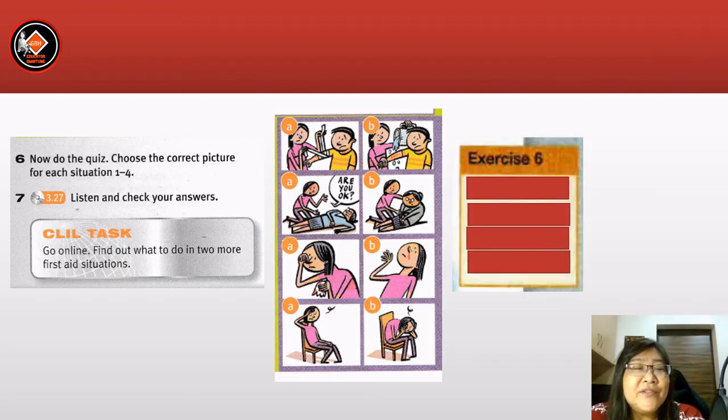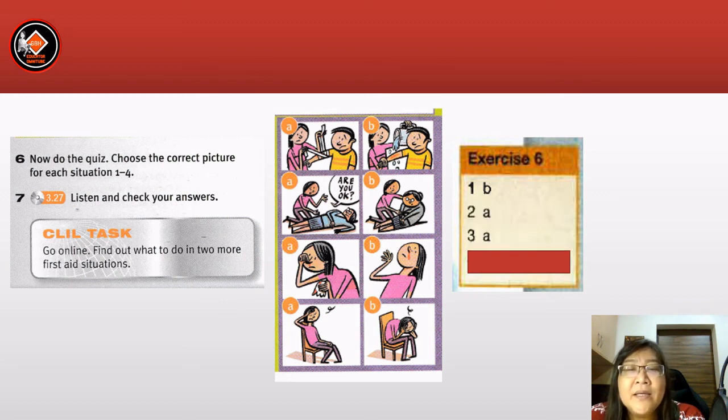Dear students, now do the quiz. Choose the correct picture for each situation 1 to 4. Then listen and check your answers. Okay, let's look at the answer. Number 1 is B, number 2 is A, number 3 is A, and the last one, number 4, is B.